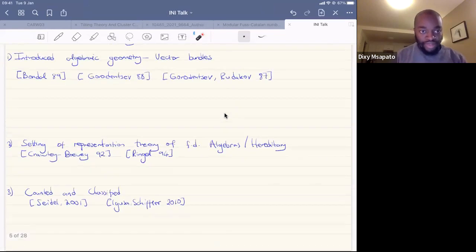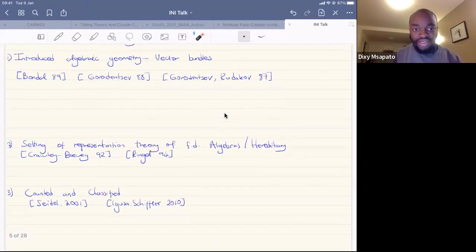Exceptional sequences were first studied in the setting of the representation theory of finite dimensional algebras later in the 90s by Crawley-Boevey in 92 and Ringel in 94. Ever since then, they've been of interest to a few authors, and they've been counted and classified, amongst other things, for example, by Seidel in 2001 and Gusso and Schiffler in 2010.